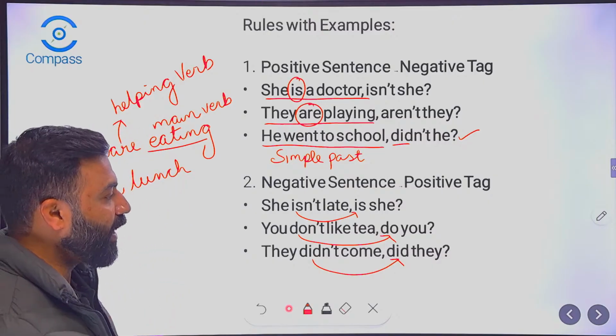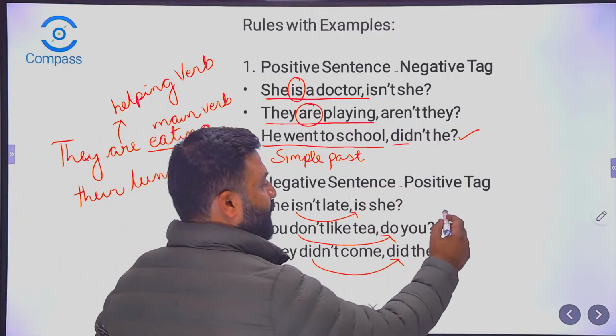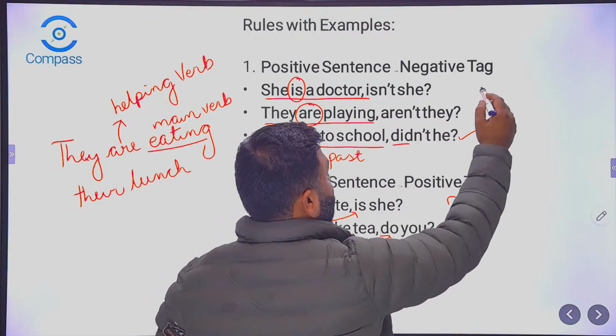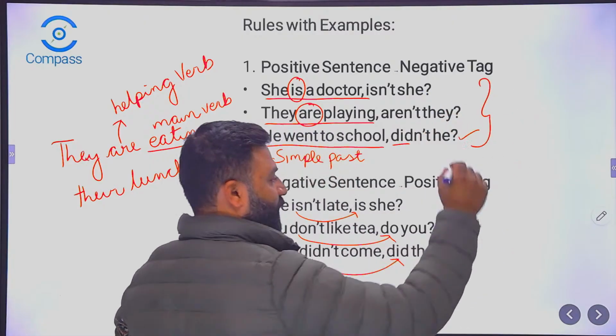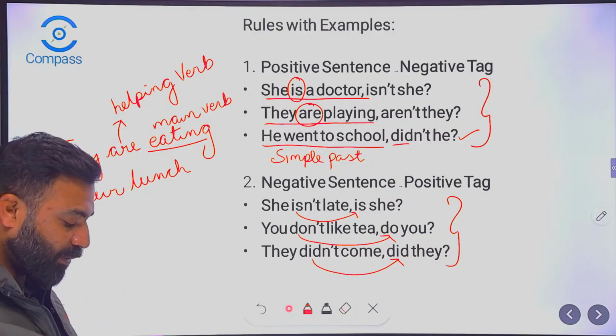Right? So this is how we have made the positive tags. So these are positive tags and these are negative tags. All right, let's move forward.